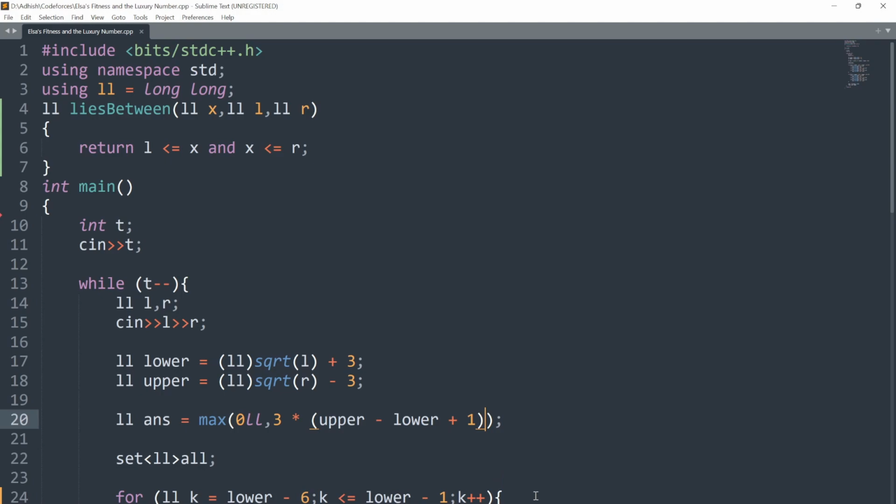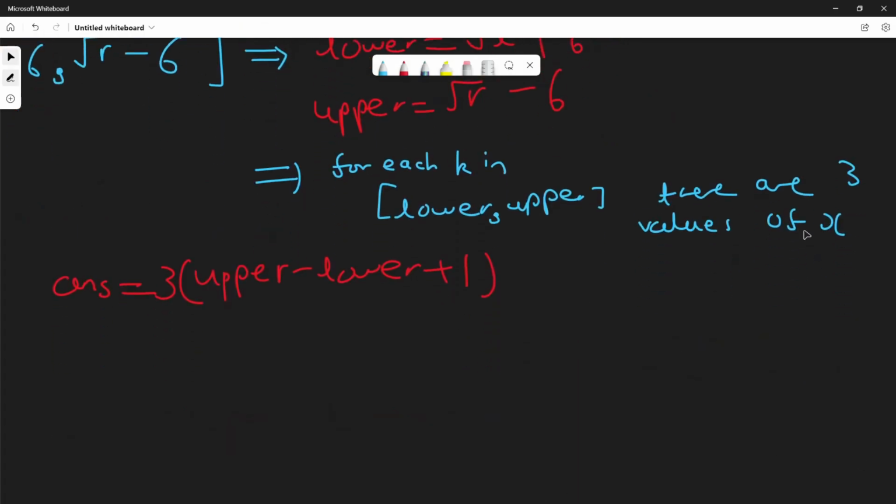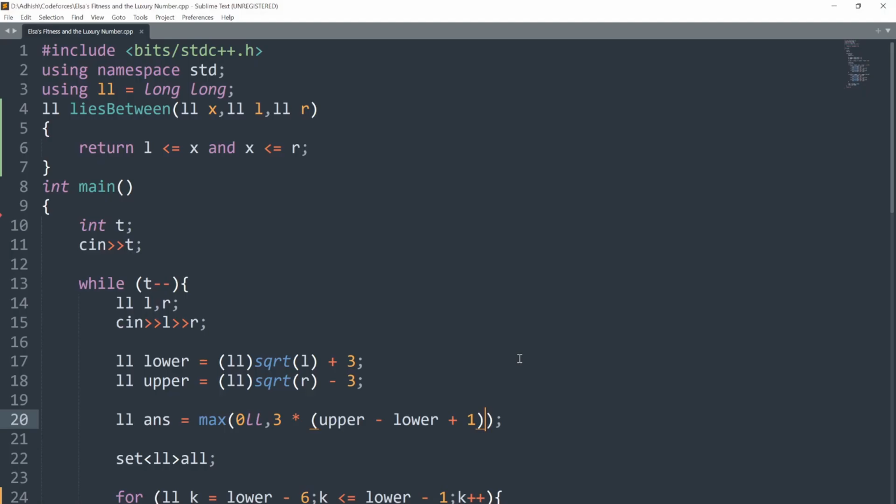So for the border cases, we need to go for each remaining value of k. So for each value of k, which is basically between lower and L, and basically for each value of k in lower minus 6 to lower minus 1. So lower minus 6 basically means that for a smaller number, so lower is square root of L. Notice that lower is square root of L plus 3, which means that we may miss square root of L.